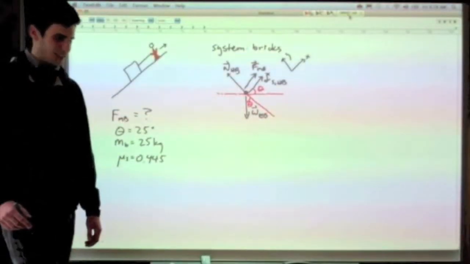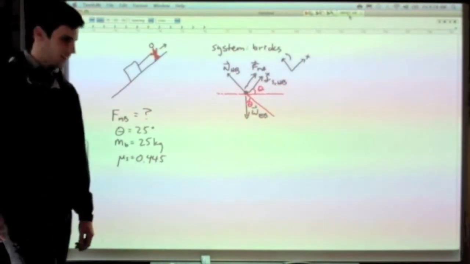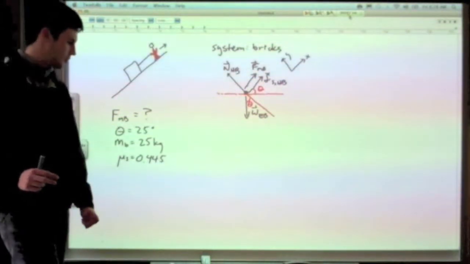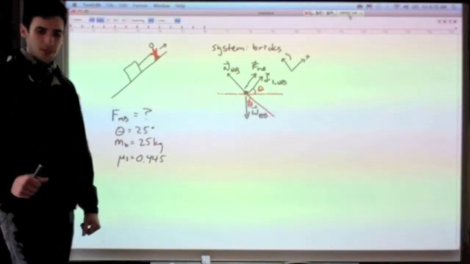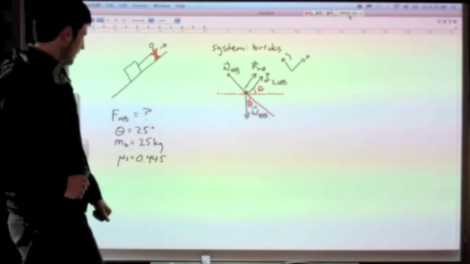Hello. Today we're going to talk about a problem from the second Academic Excellence Workshop. So this is on the second worksheet, problem 2D. In this problem, we've got a monk, and he's pulling some bricks up a hill.